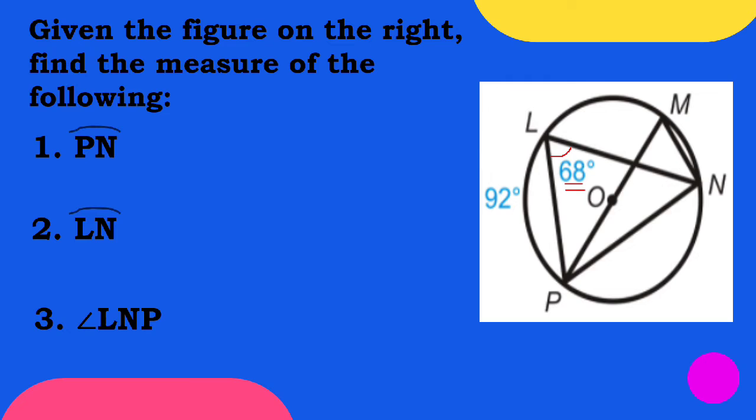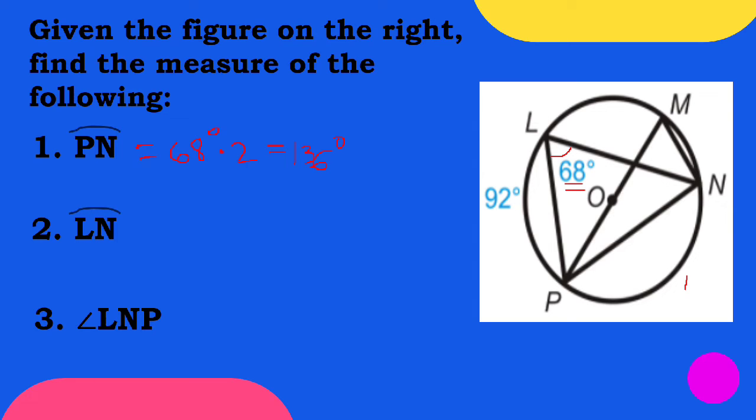Remember, the measure of an inscribed angle is always 1/2 of its intercepted arc, or the measure of the arc is 2 times the measure of the angle which intercepts it. Therefore, the measure of arc PN is equal to 2 times the measure of angle PLN. The measure of angle PLN is 68 degrees times 2, and that is equal to 136 degrees. So arc PN measures 136 degrees.